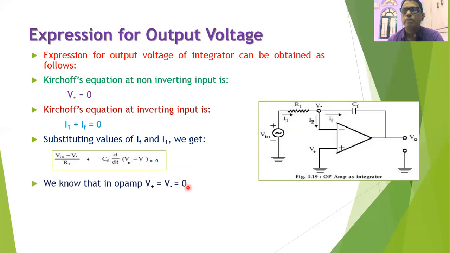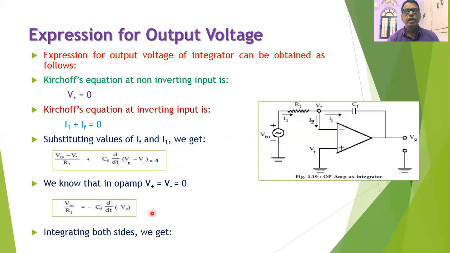Now in the third step, in case of an operational amplifier, we know that the voltage at the inverting input and the voltage at the non-inverting input are almost the same, and therefore V plus is equal to V minus is equal to 0. So when we substitute this value in the above equation, we get V in divided by R1 is equal to minus CF into d by dt of VO, where d by dt stands for the differentiation of the output voltage.